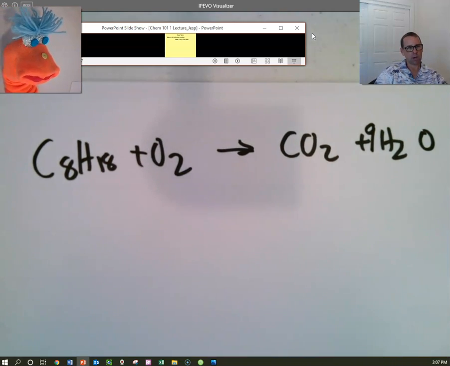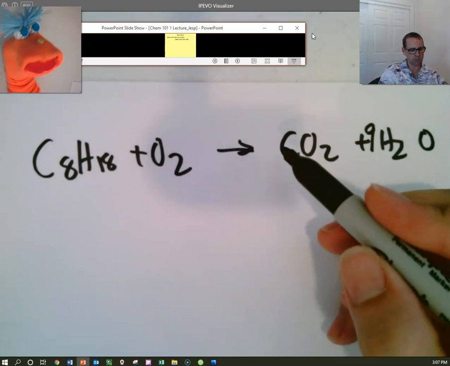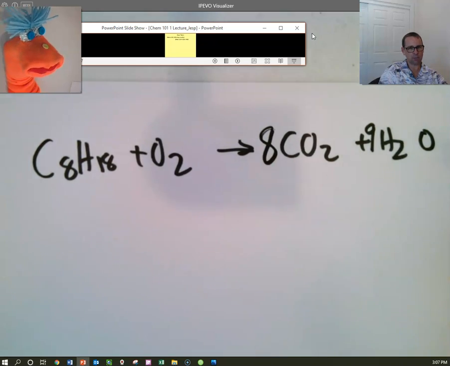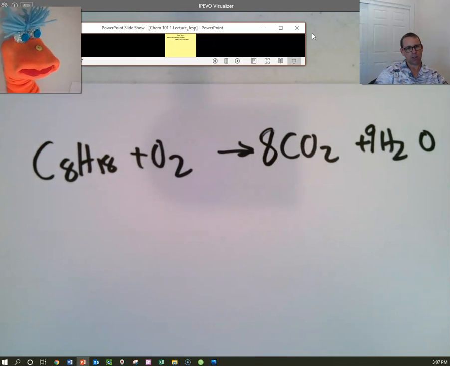Very good. How many carbons do I need? 8. So what do I have to do? We have to put an 8 in front of the carbon dioxide. That's right, 8 in front of the carbon dioxide. Very good. So am I done? Yeah. Well, wait. Oxygen. No, we need more oxygen on the left. Right now we have 16 plus 9. That's an odd number, though. I don't know how to fix that. 16 plus 9 is 25.